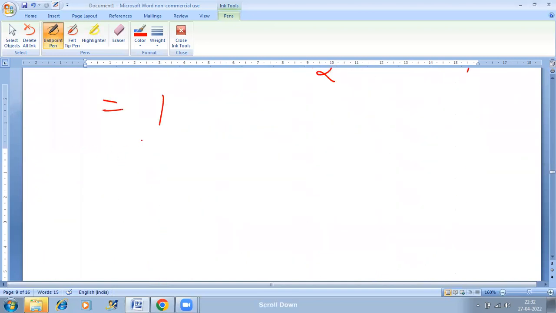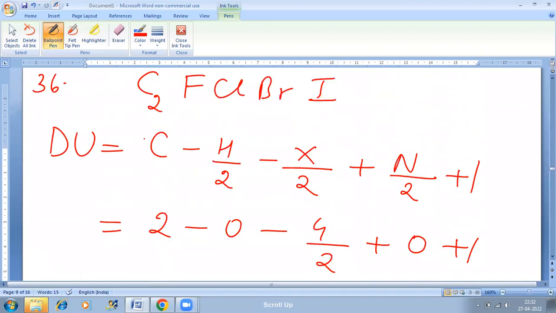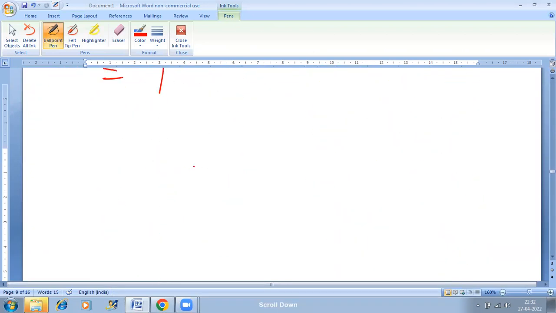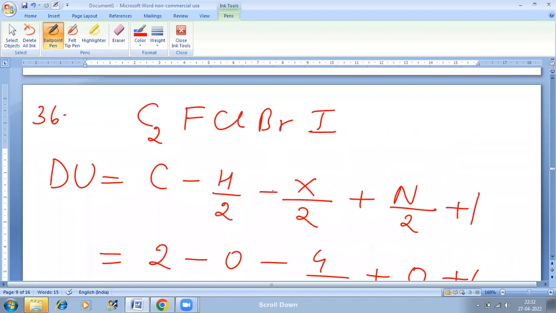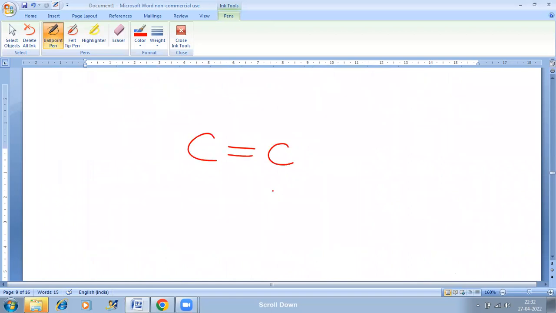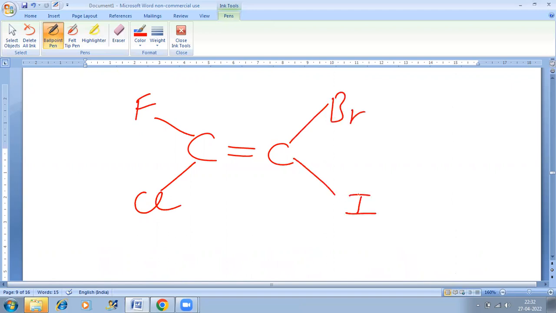So there is 1 pi bond. Whenever degree of unsaturation is equal to 1, that means that there is 1 pi bond. Pi bond can happen between carbon atoms because halogens don't form pi bonds, right? So carbon, carbon. And hence I can say here F, let's say here Cl, I put Br here and I here. Now this is sp2 hybridized. This is also sp2 hybridized.